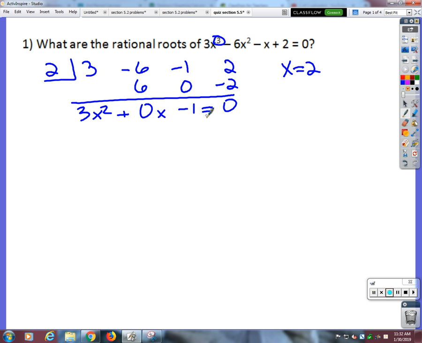Yeah, positive and negative. So the factors of 2 were plus or minus 1, plus or minus 2. The factors of 3 are plus or minus 1 and plus or minus 3. So that means we could have done plus or minus 1, plus or minus 2, plus or minus 1/3, or plus or minus 2/3.